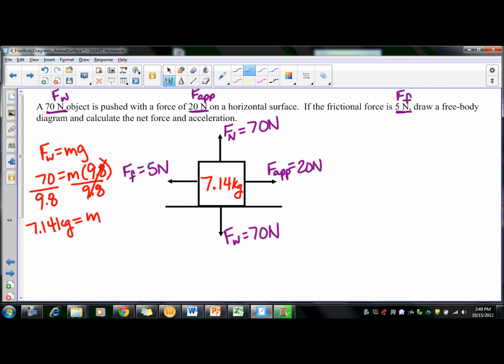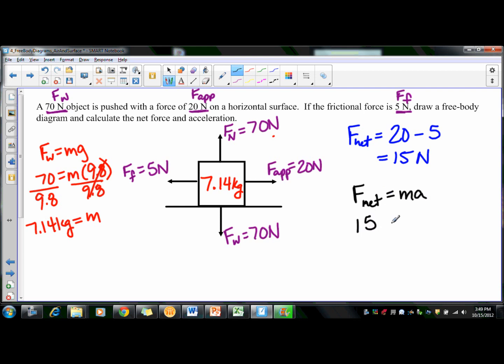So now we need to find net force. So again, if you're looking in the up and down, these cancel out. So we're looking strictly left and right. So F net is equal to applied minus friction. And so we have a net force of 15 newtons. And then we use our F net equation to find the acceleration.